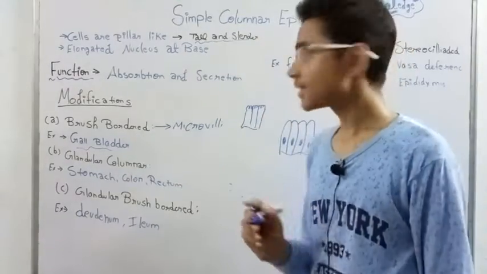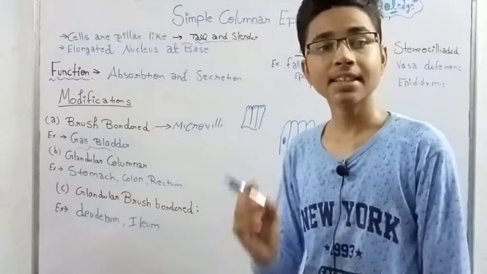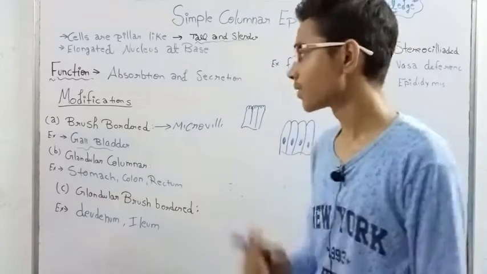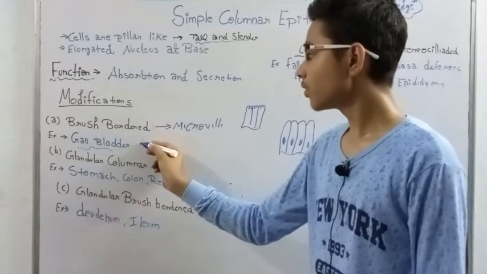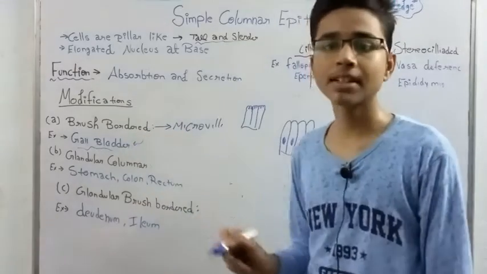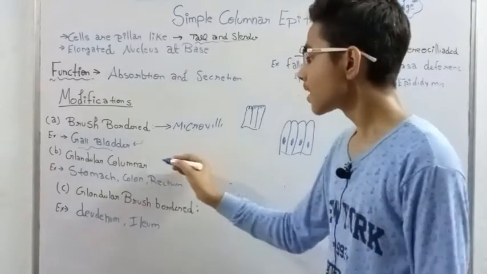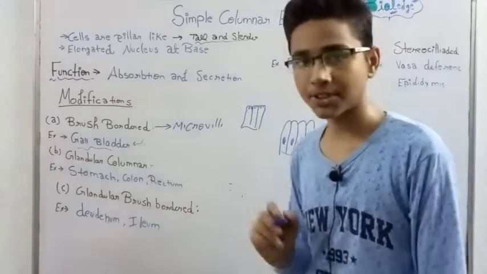The basic thing is that they are non-motile. They only help in the role of absorption. So in the brush bordered epithelium, they actually perform the role of absorption in the gallbladder. Well, they help to concentrate something. Next thing is the glandular epithelium.